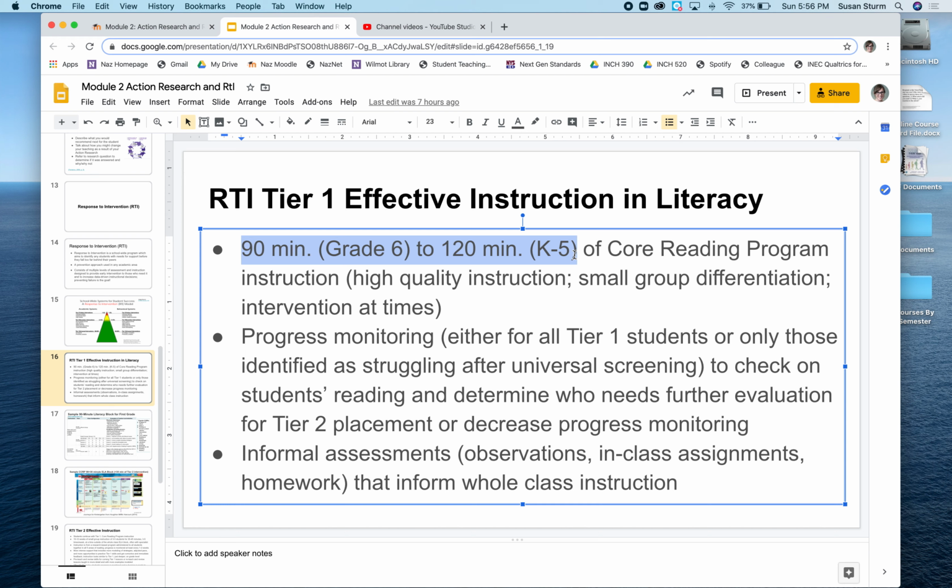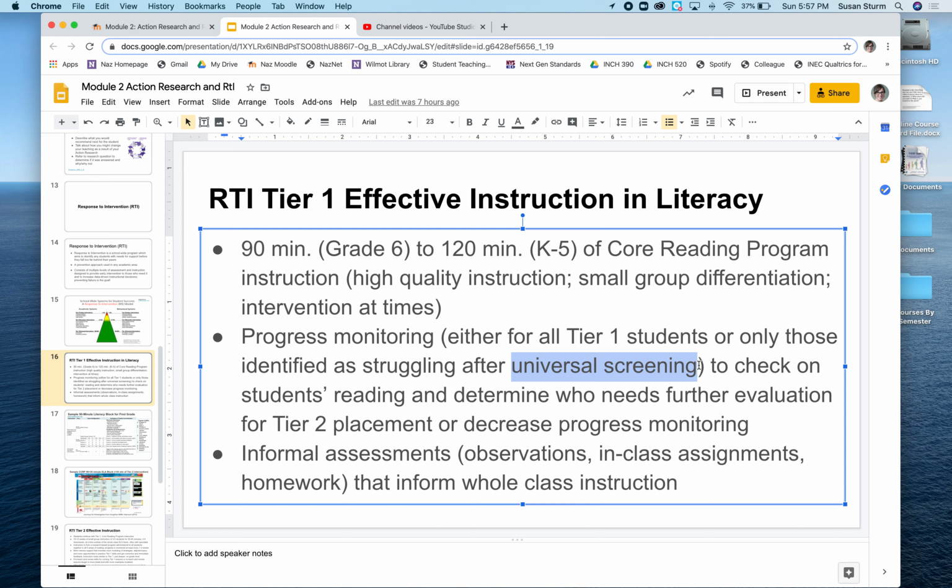It also includes progress monitoring, which is frequently checking in on students' reading to determine who needs further evaluation. This is either for all Tier 1 or those identified as struggling after what's called universal screening. Universal screening is that initial check-in, that initial casting of the net very wide to see where everybody is at the start of the year.